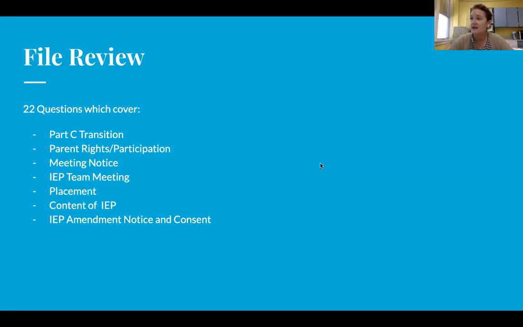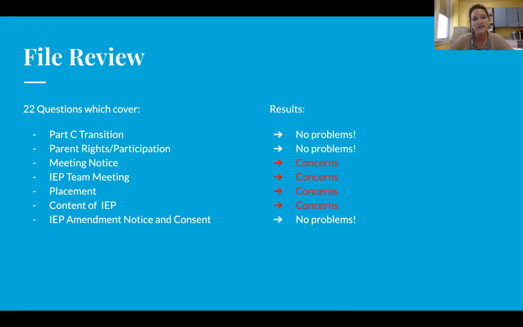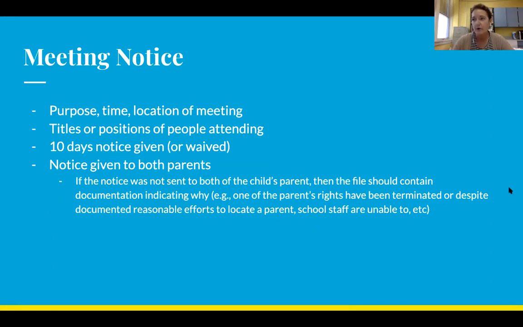The next slide. We did really well with 3 of them, and then there were 4 where we had some areas of concern, some minor, some that we need to practice up on. So we're going to go through those areas right now. The first up is meeting notice. So there are 4 areas to this: the purpose, time, location of meeting, and the next 2 we really had some problems on, but fairly minor.